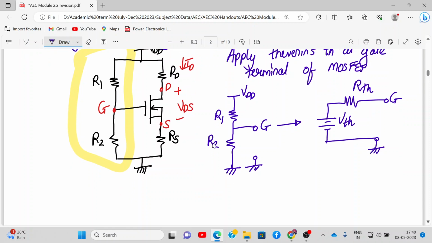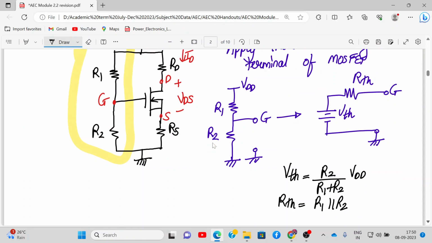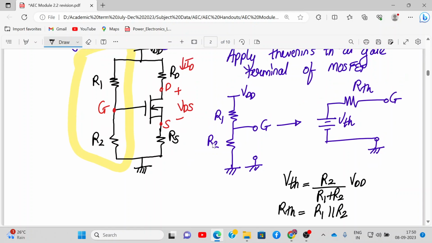Can you tell me what is the value of RTH, VTH over here? Anyone? VTH over here will be R2 divided by R1 plus R2 into VDD. And what will be RTH? R1 parallel to R2. Yes. This is same as your BJT. Okay. Now we draw the equivalent circuit.